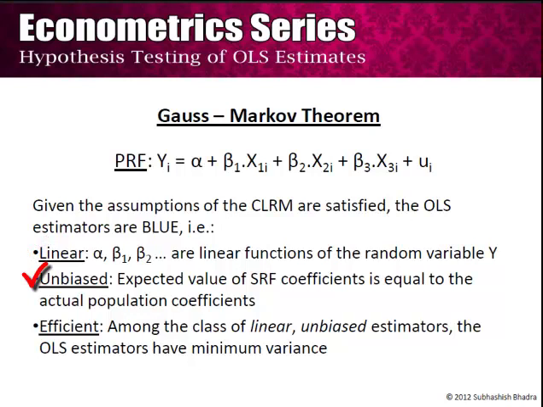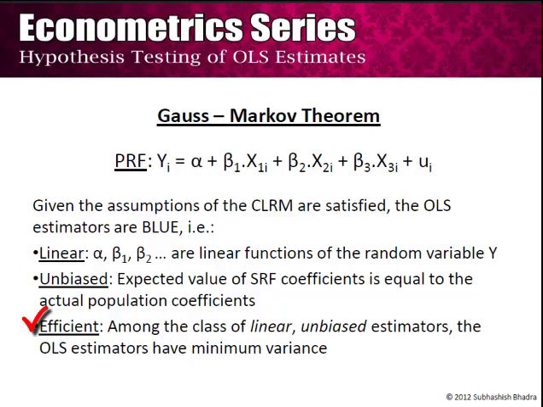Secondly, they are unbiased. That is, the expected value of alpha, beta 1, beta 2, etc. is equal to the actual population coefficient. That is, on repeated sampling, the average value of alpha, beta 1 and beta 2 will be as close as possible to the actual population coefficient.